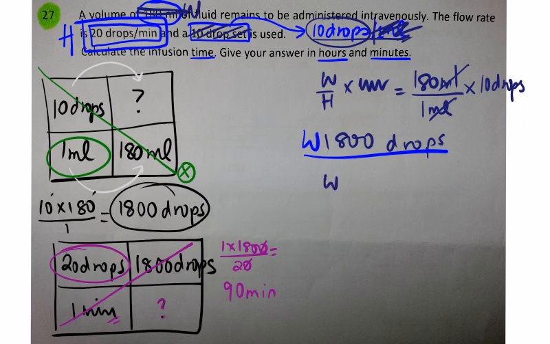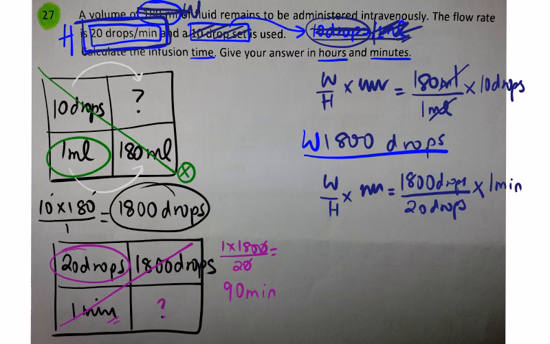So if I write want over have again times the third number, we want 1,800 drops to infuse over, so that's used. Now we come back, and the 10 drops had already been used as well. We come back to this blue one here, 20 drops per minute, and we write 20 drops, which is the have in that rate, multiplied by the third number, which is 1 minute.